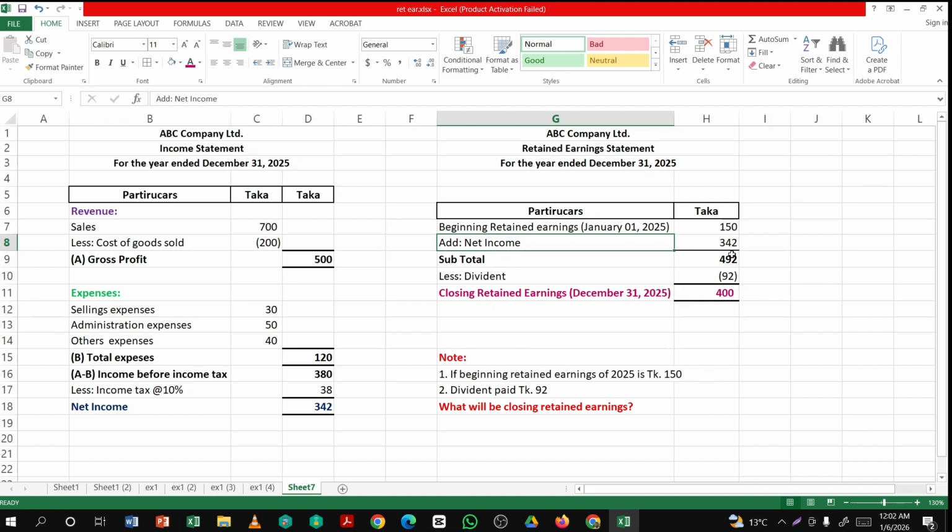Subtotal will be 492. Here the given dividend paid is taka 92. So less dividend taka 92. So closing retained earnings on December 31st, 2025 will be 492 minus 92 equals 400.